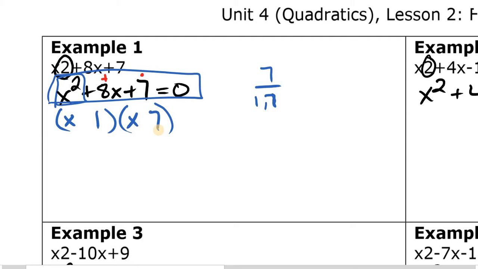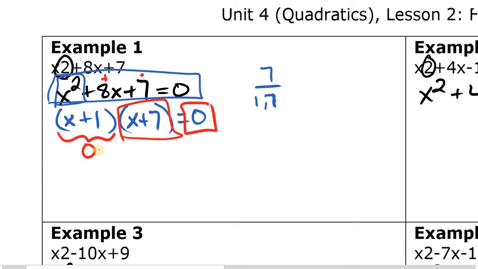So we put it in and we see that since it's a positive 7, 1 times 7 is 7 and 1 plus 7 is 8, they're both positive. And that's equal to 0. Now we have to solve to find out what the solutions are. Since we know the answer is equal to 0, if this one is equal to 0, it doesn't matter what this over here is because 0 times anything is 0. And we can apply the same logic for the other one. If this one is equal to 0, it wouldn't matter what this one is because 0 times anything is 0.